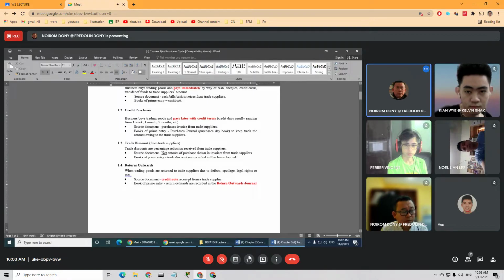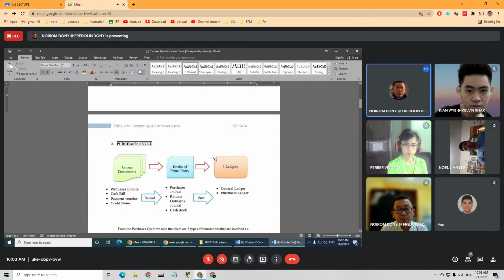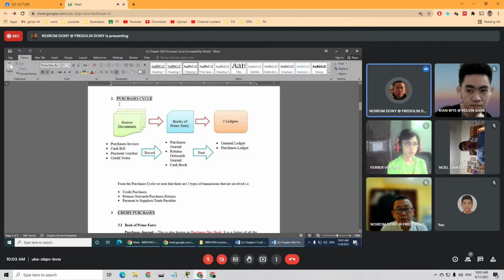Okay. Now, what is the book of prime entry for return outward? So, the return outward journal. We are going to prepare all of these in the same format. So this is the cycle. We must have the source document. From the source document, we record in the books of prime entry. Then after that, we do the posting to two ledgers, the general ledger and the purchases ledger.